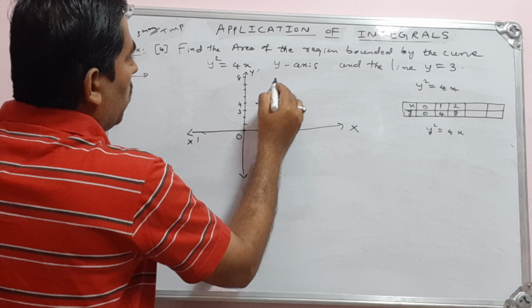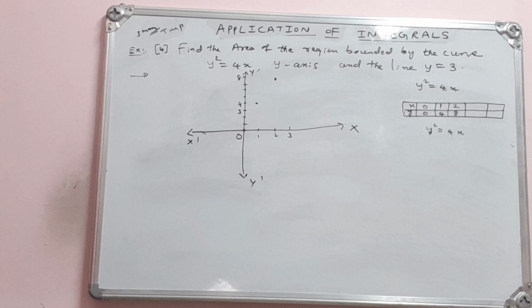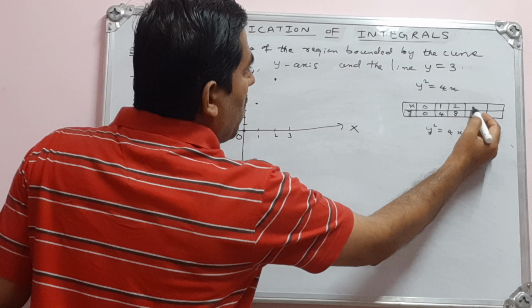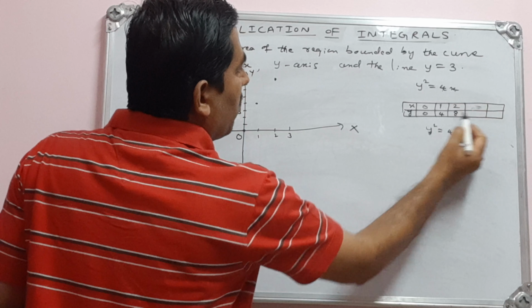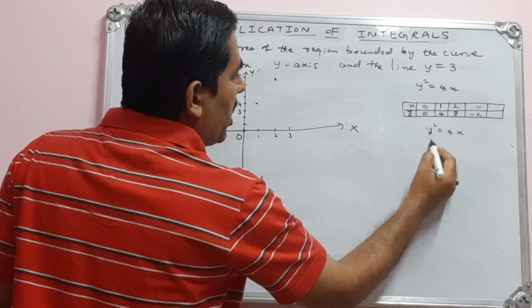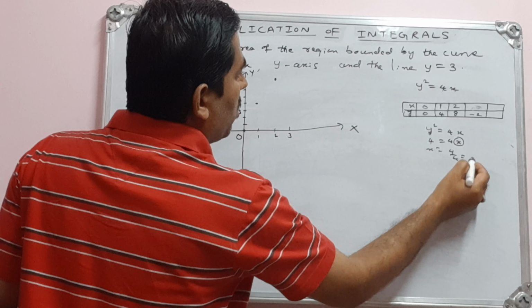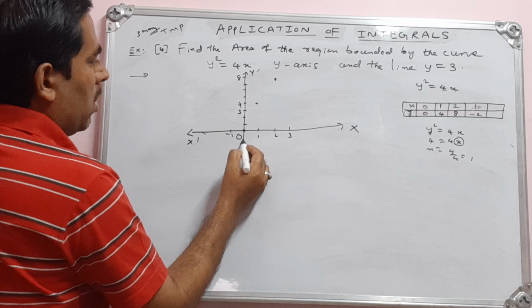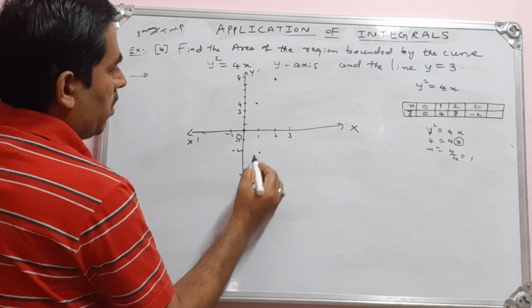Okay, 2, 8. Now if I give some negative values for y, say if I give minus 2, then minus 2 whole square is what? 4. So if I solve for x, that is 4 by 4, that is 1. So that will be 1, and y is minus 2. So 1 and minus 2 lies here.